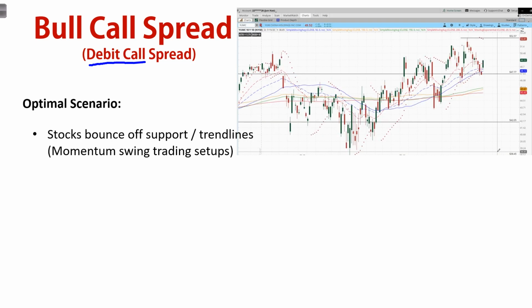The bull call spread is also known as the debit call spread. Debit because you pay cash from your account to enter the trade. The strategy is best executed when you spot the following setups on the charts. The first one is when you see prices bouncing off moving average supports or trend lines.